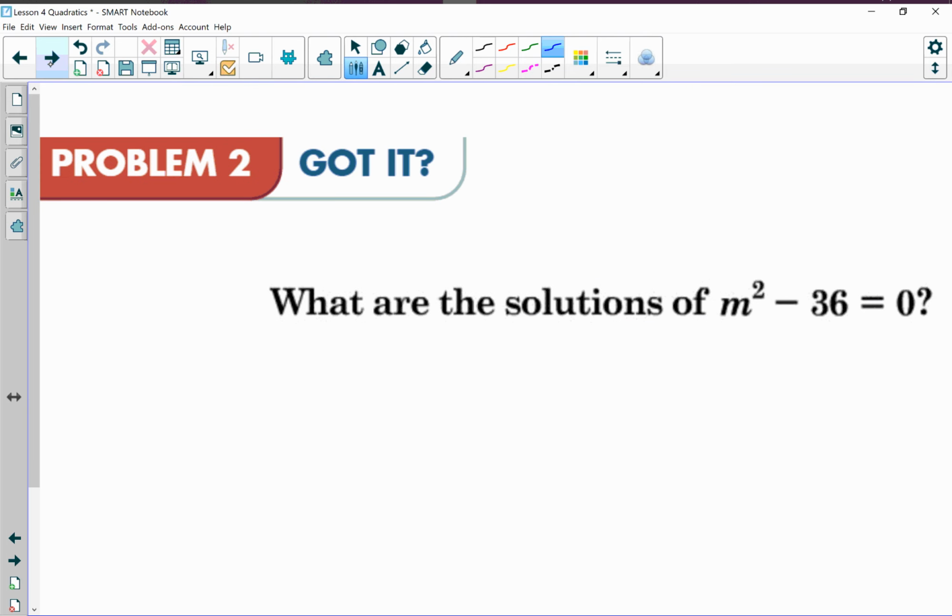So go ahead and try this one and go ahead and check your work. You're looking for what can you plug in for m that will get you an answer of 0 here, right? That when you subtract 36, you get 0.